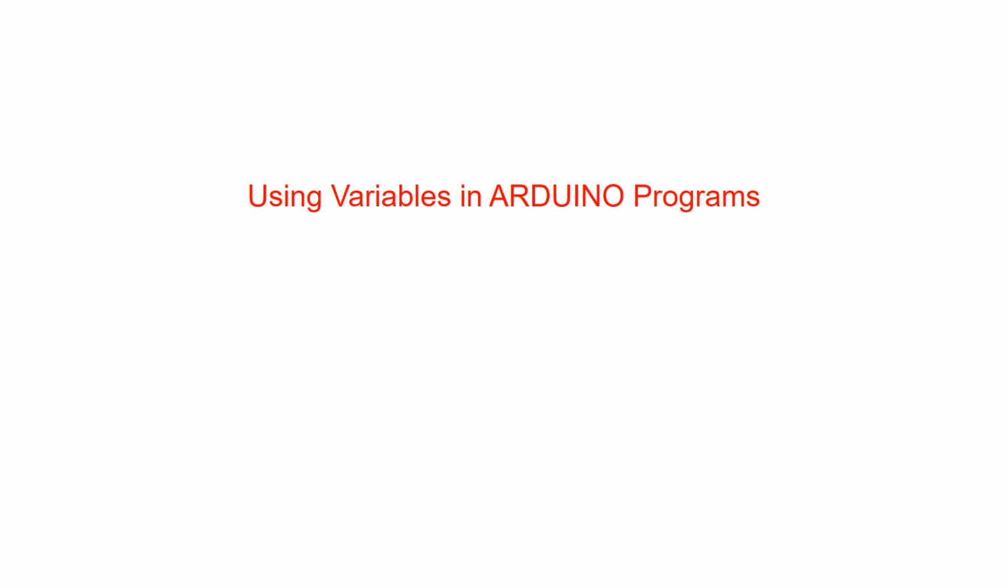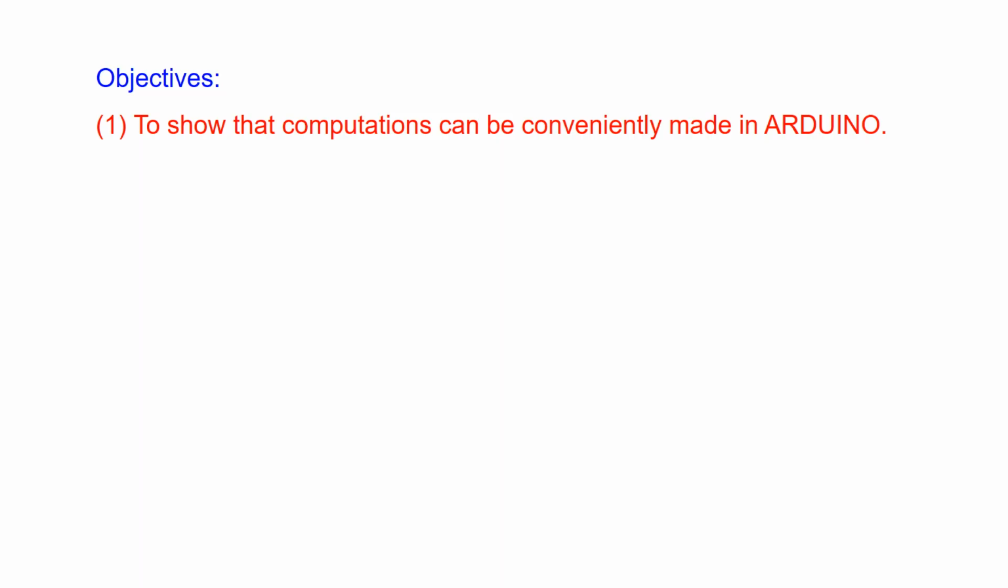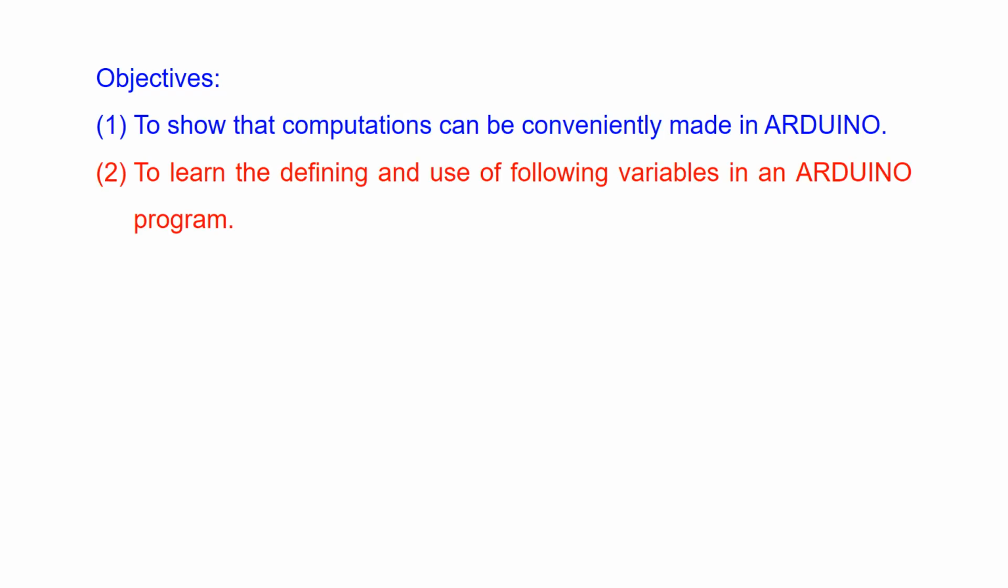In this presentation, we will learn how to use variables in an Arduino program. Following are the objectives of this presentation. To show that computations can be conveniently made in Arduino. To learn how to define and how to use the following types of variables in an Arduino program.